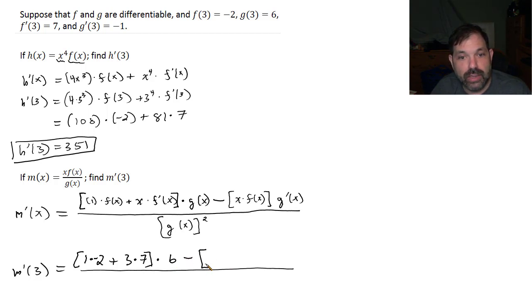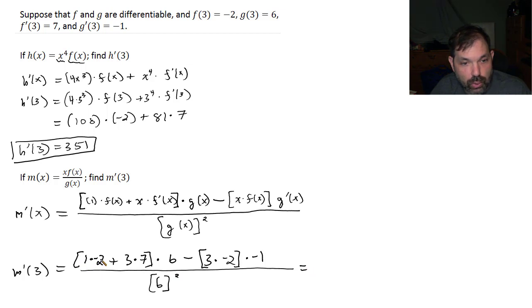Minus x f of x. 3. F of 3 is negative 2. G prime at 3 is negative 1. G of x squared, that's a 6 squared. All right, so now we've got to just clean this up.